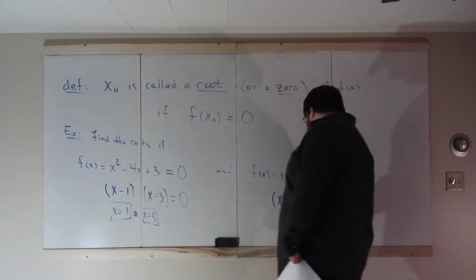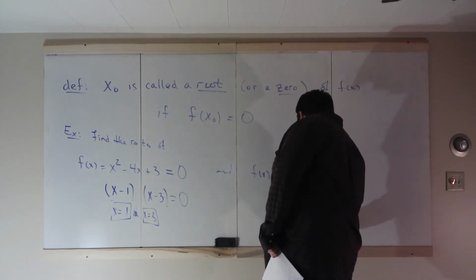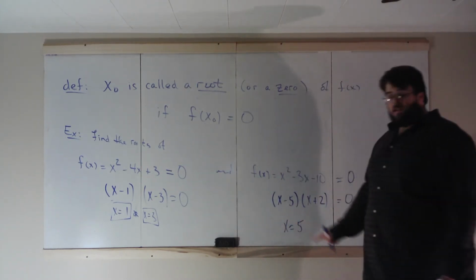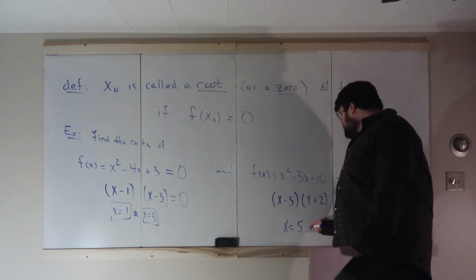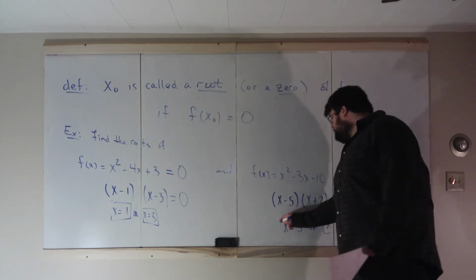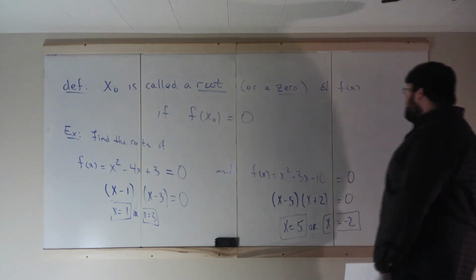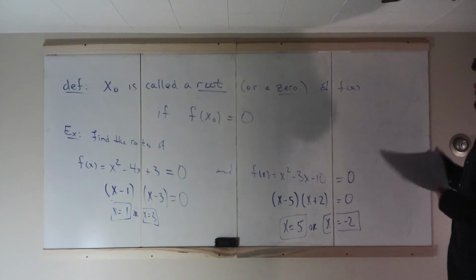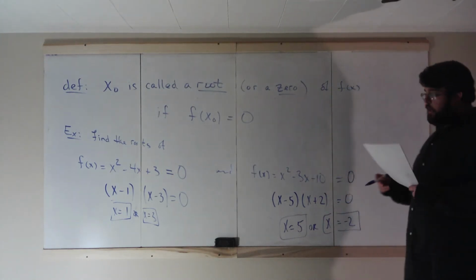So two things multiply to equal 0. One of them has to be 0. So you get x from the first one. x equals 5 will make that 0. And on the second one, x equals negative 2 will make that 0. And we'll deal with this type of equation many times throughout the semester.